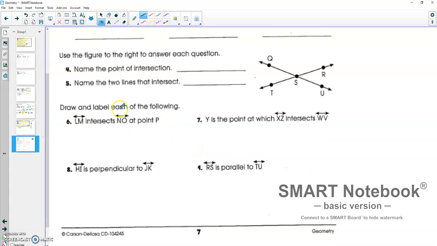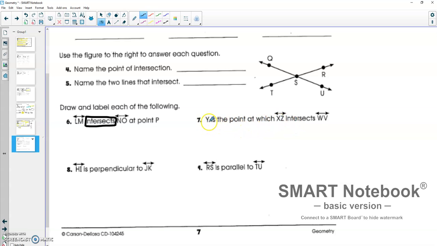Draw and label each of the following. So you want to draw something like this. LM intersects NO at point P. Does it say that's perpendicular? Does it say it's parallel? No, it just says it intersects. Remember, that means when it crosses each other. So look for those key words.